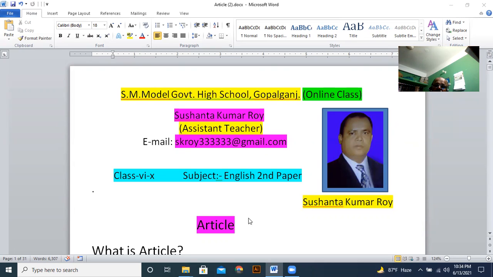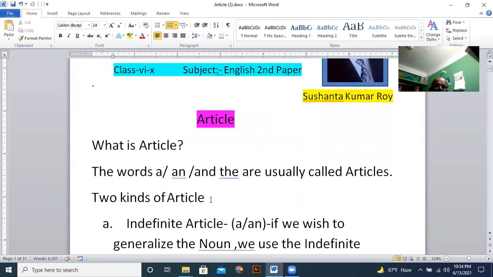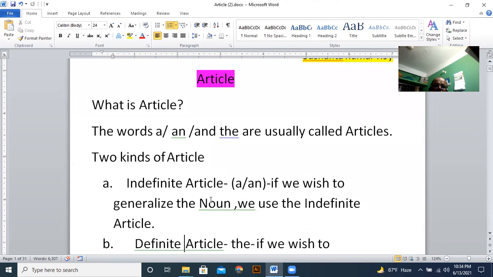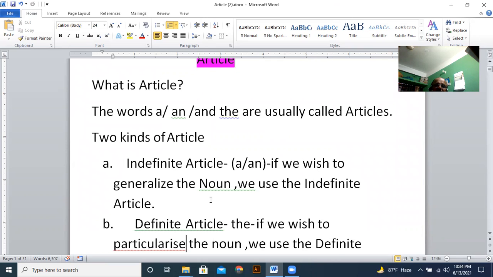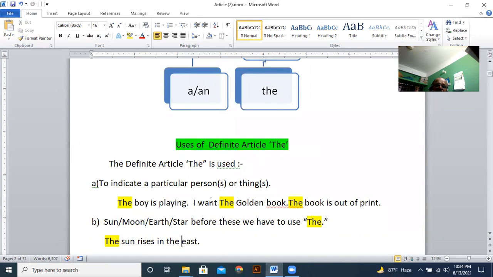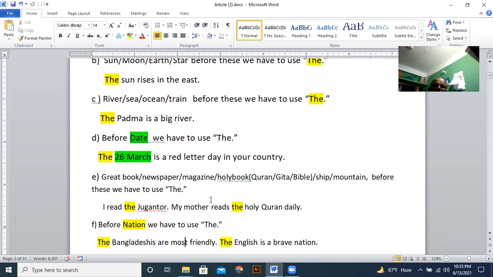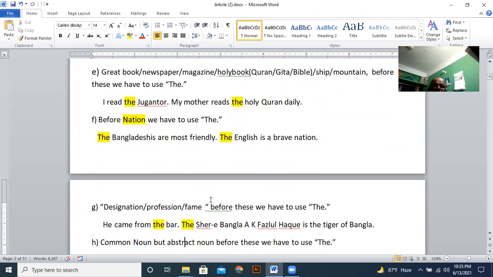In the previous class, we discussed articles. We know there are two kinds of article, definite and indefinite. Basically, definite is "the" and indefinite is "a" and "an". Last day we discussed the definite article. Today we are going to discuss the indefinite article.